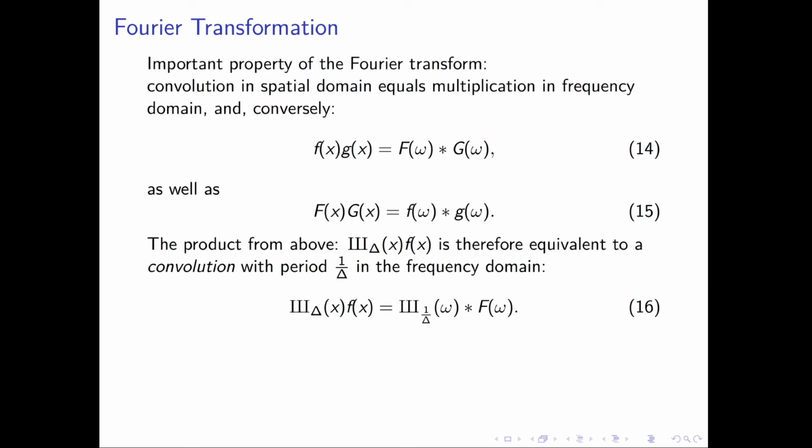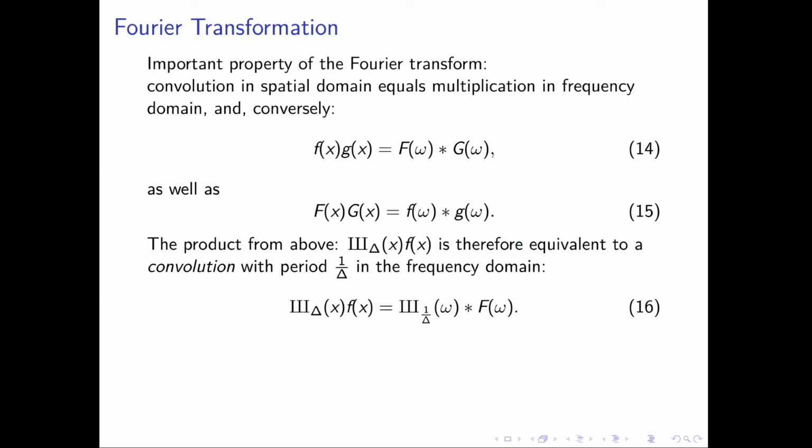And then there's another important identity to us, and this is a property of the Fourier transform. The property basically tells us that a multiplication in the spatial domain is equivalent to a convolution in the frequency domain. And conversely, this is also true the other way around. When we have a multiplication in the frequency domain, this is equivalent to a convolution in the spatial domain. And therefore, there's also an equivalent frequency domain formulation of our sampling function from before.